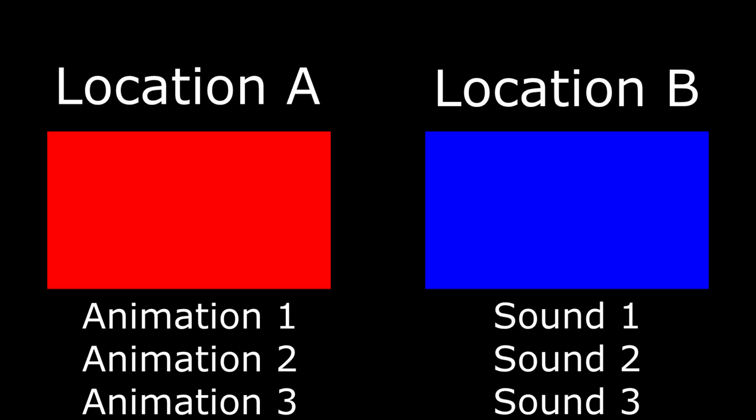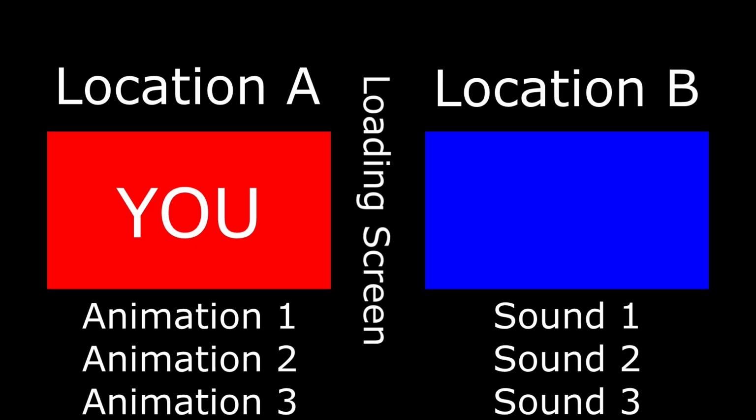For example, location A has 3 animations, and location B has 3 sounds. You spawn in location A, so you don't have to preload the sounds that can be played while you are in location B. That way, you can put a loading screen between those 2 different locations to split the loading time into multiple sections. Also, after the initial loading screen that you see when entering the game, you can use so-called hidden loading screens.